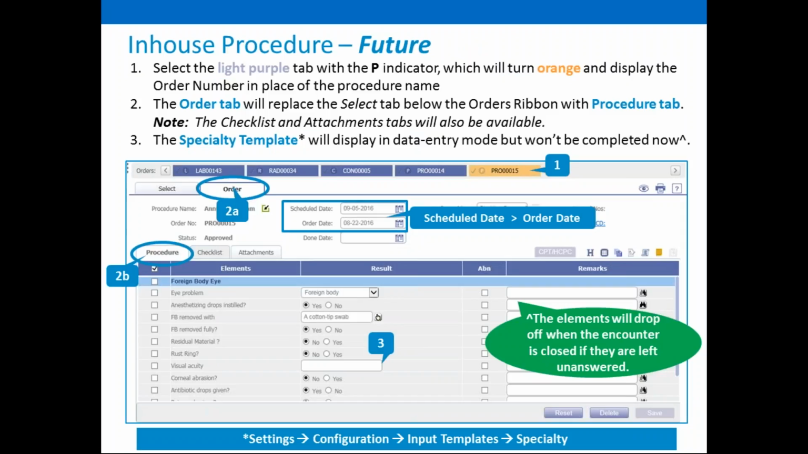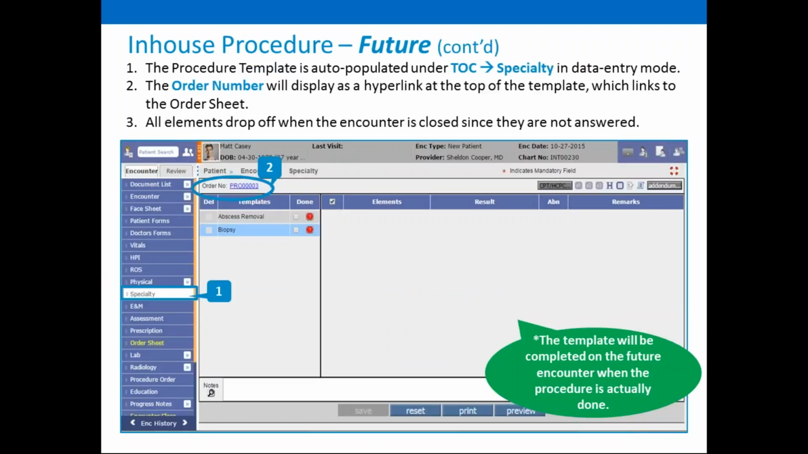Now, in that same case, if you're doing the in-house procedure in the future, you're not doing it today, you want the patient to come back next week to do it, but you're doing it, so it's not a referral out. It still brings in that in-house template. You're just not going to answer the questions right now because you're only ordering it to be done in the future. So when you close this encounter today, all those questions drop off because you're not actually doing it.